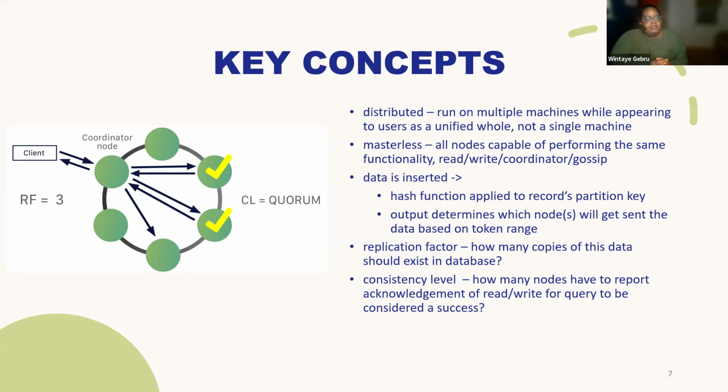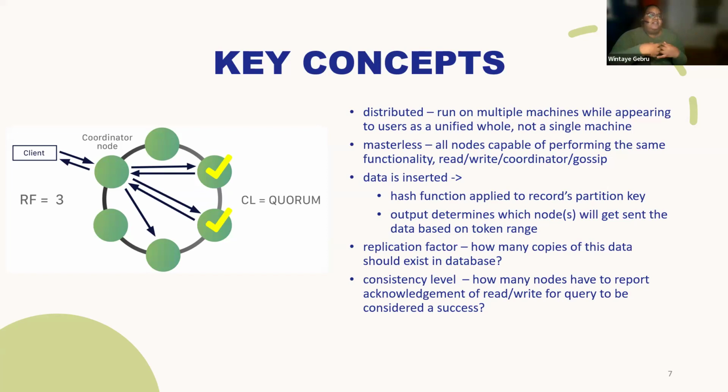It is masterless, which means that all nodes in the ring are the same. You can see the visual description of Cassandra, which is usually depicted this way: there is a ring, and each one of these dots is a node. These nodes are all the same, and they're all capable of performing the same functionality. Reads, writes, they are all coordinators, they're all gossips, which we'll go into in a second.